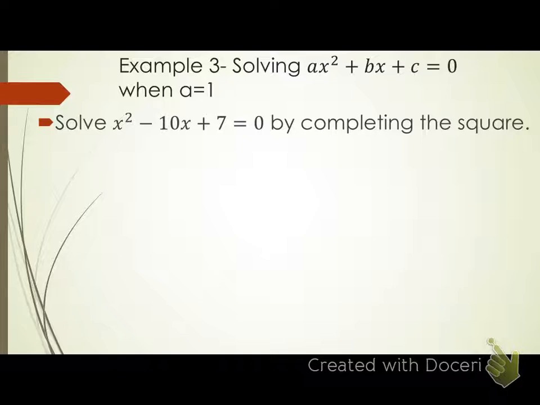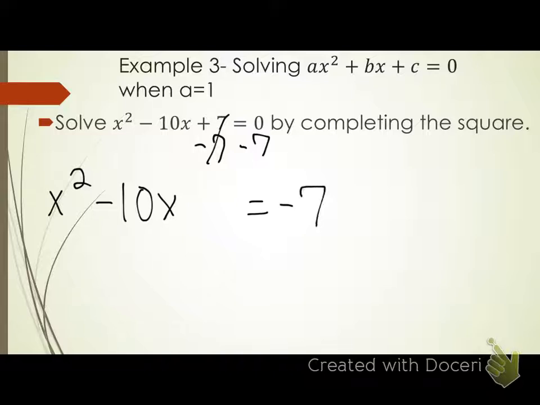In order to complete the square, I want my x squared term and my x term by themselves on one side of the equation. So what do I need to get rid of in this case to get them by themselves? 7. It's a plus 7. So what do I need to do to both sides to get rid of it? Subtract 7 from both sides. So I get x squared minus 10x, and I'm going to leave a little bit of room for me to complete the square, equals negative 7. Everyone good with that first step? Just getting x squared and 10x by themselves.